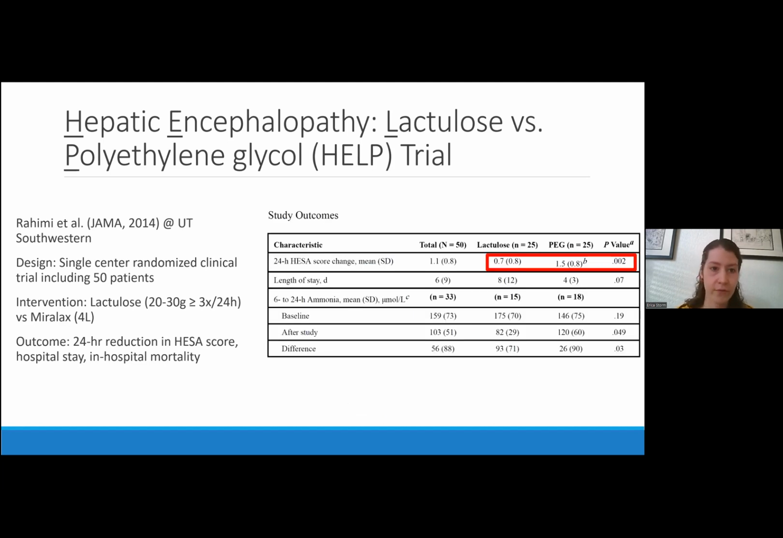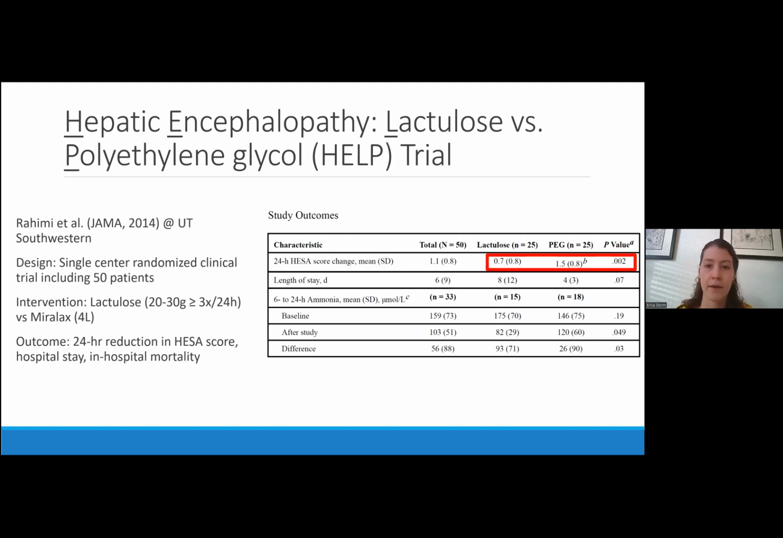This table just reinforces that after 24 hours, the HESA score was further reduced in the Miralax category. The other thing it showed is that it shortened the overall time to resolution. It didn't show changes in length of hospital stay or a difference in mortality. But if you want to get someone to have a real improvement in their encephalopathy fast, Miralax might actually be better.